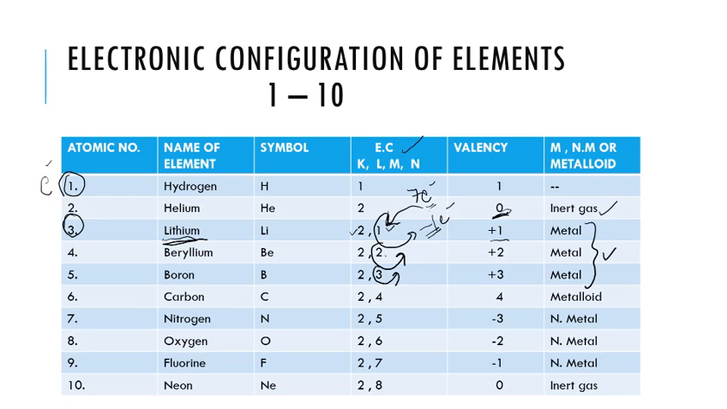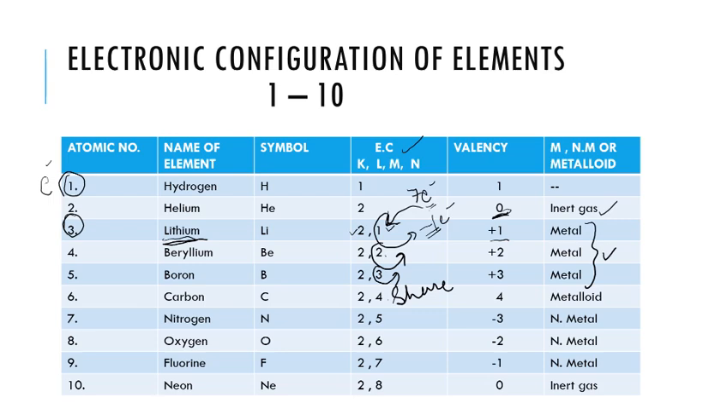Now comes carbon. It has 6 electrons, so 2 and 4. Either it has to gain 4 electrons to become stable, or lose 4 electrons to become stable. Therefore, this carbon atom will not lose or gain electrons. It will share these electrons, and hence its valency is only 4, and it is a metalloid.